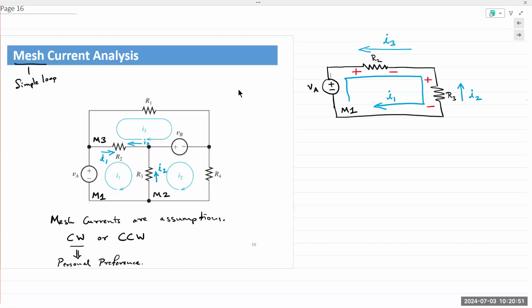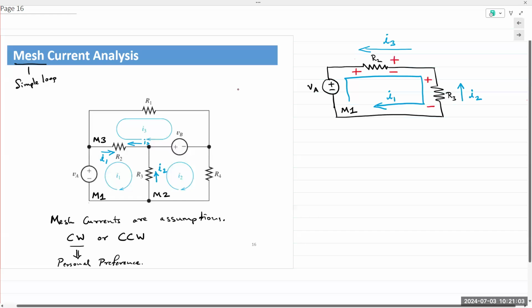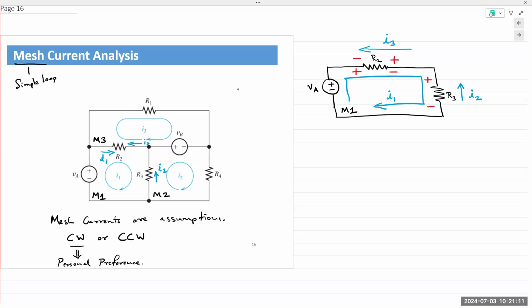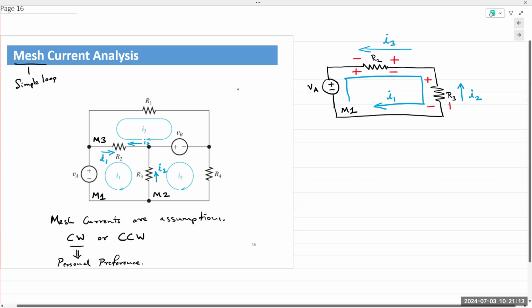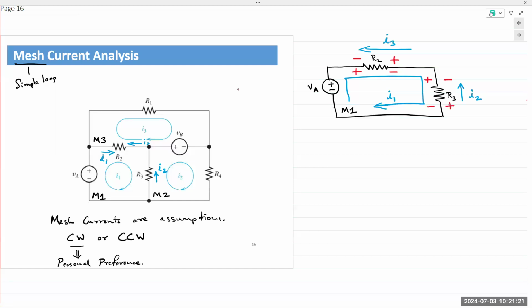I1 enters from the left for R2, so plus is on the left. I3 enters from the right, so plus sign is on the right. Seeing a plus and a minus this way. Same thing for R3. Enters from the bottom, so plus at the bottom, minus up top. I'll let that sink in for a few seconds. Think over that. And let me know if you have any questions.